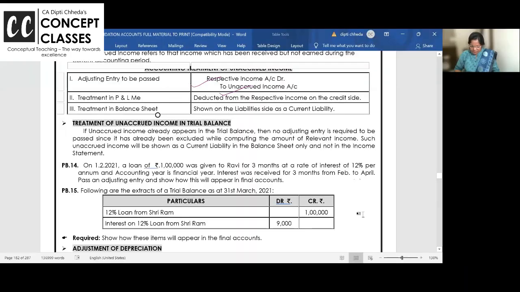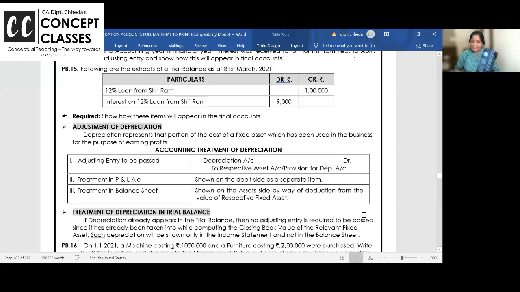Remaining they will take as in subscription received in advance. Liability. Then liability debit karke next year income. Then liability like that. So these concepts you will use it in the non-trading concern also. If you have any doubt, ask me. Right.